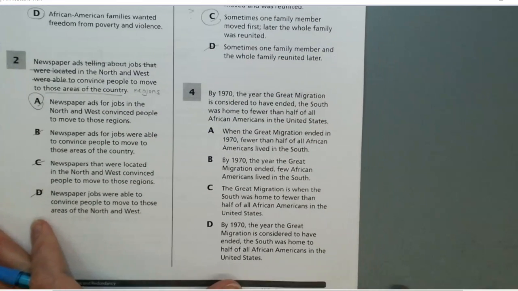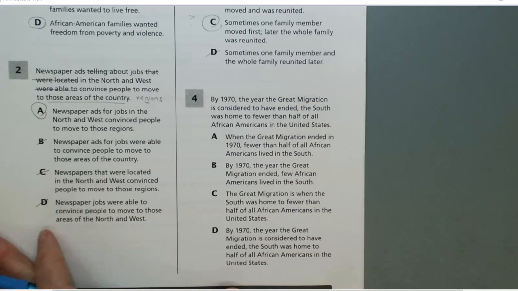All right, number 4. By 1970, the year the Great Migration is considered to have ended, the South was home to fewer than half of all African Americans in the United States. A little trickier, just because it's longer and has lots of details.